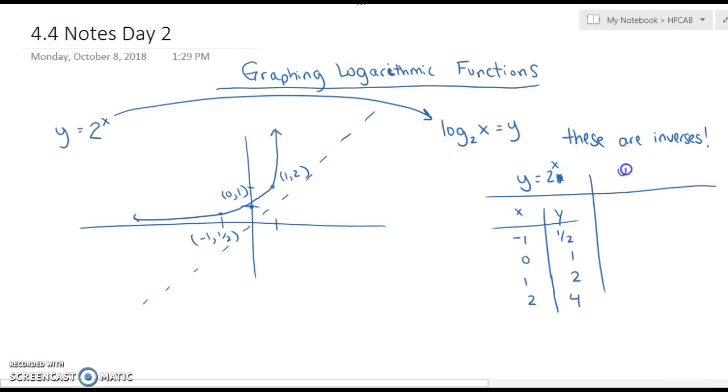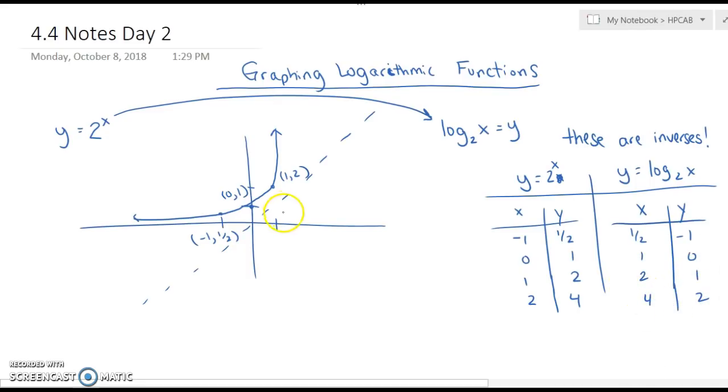If you do y equals log base 2 of x, remember that since they're inverses, the domain and range will be swapped. So basically all you're going to do is switch these points around. So instead of negative 1, 1/2, you'll have 1/2, negative 1, you'll have 1, 0, you'll have 2, 1, and you'll have 4, 2. All right?